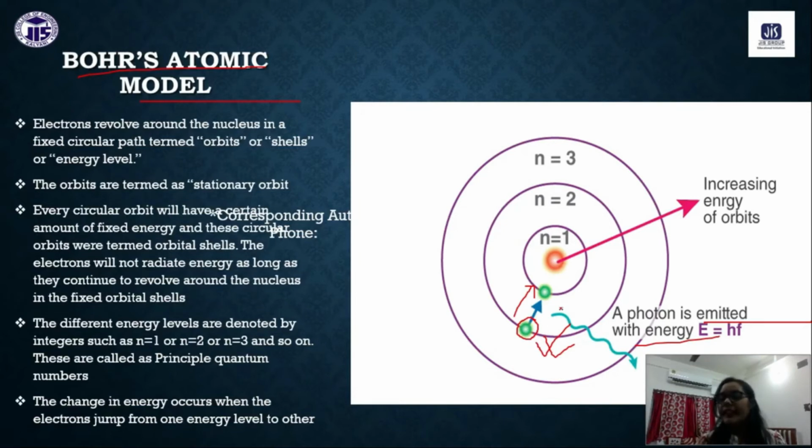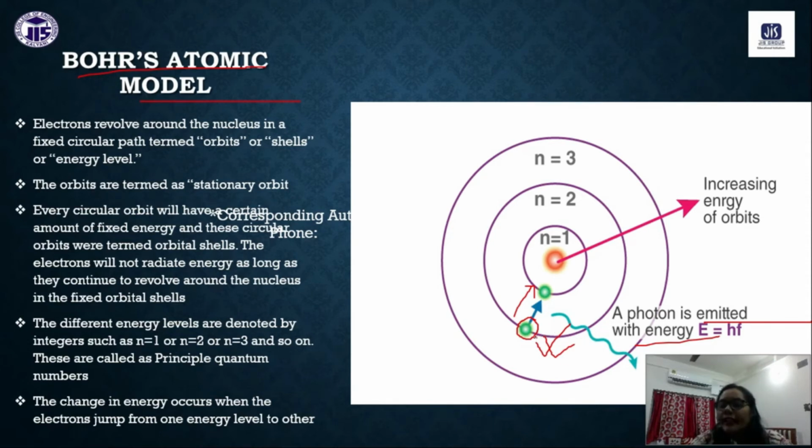Otherwise, the radiation is continuous. According to the Maxwell theory, the electrons should continuously radiate. So that is not actually the case. While the electrons are revolving around the specific track, the angular momentum is specific, constant, and only while it changes the track will the energy change, energy will transfer, or energy will be absorbed.